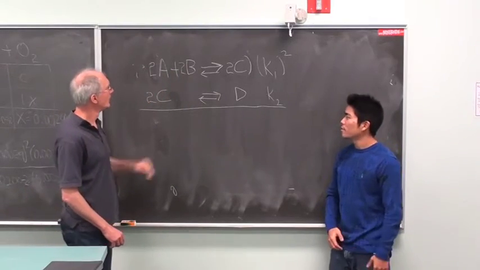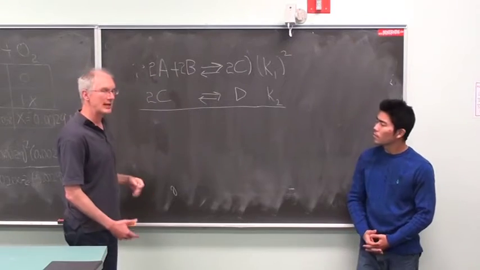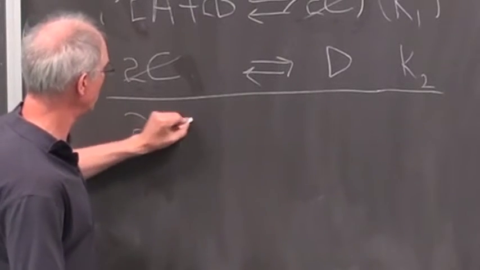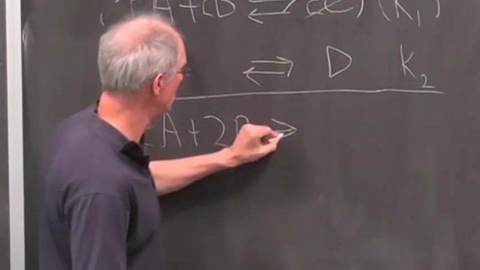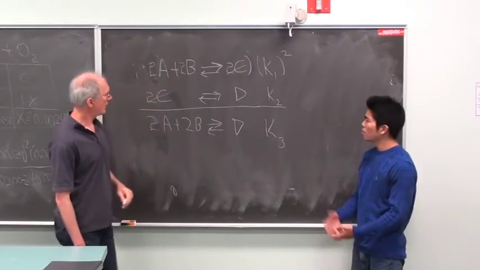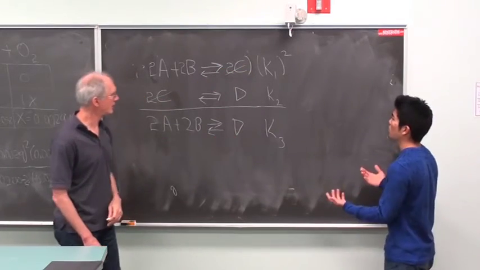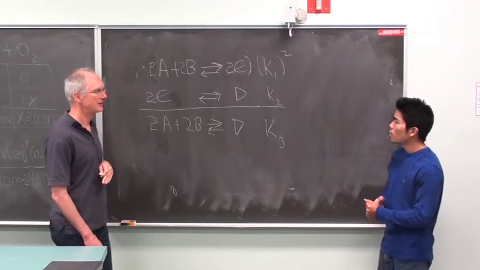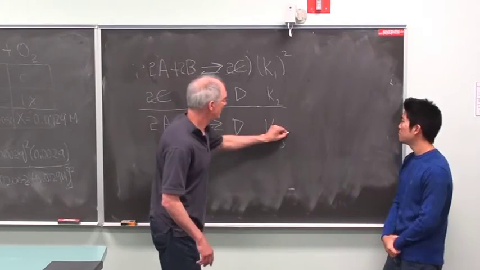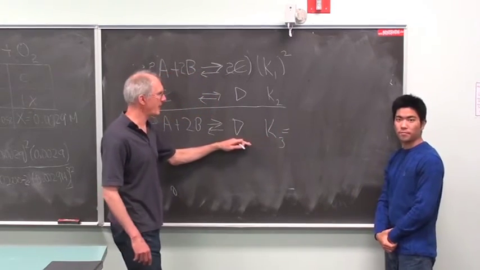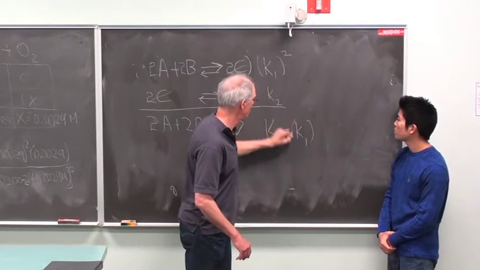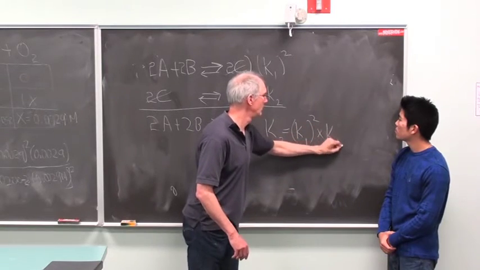Now when I add these two reactions together to get the overall reaction, well, the two C's are going to cancel out, and I end up with 2A plus 2B goes to D. And now I have K3. Well, how do I combine these two to get K3? I added the reactions together. But you can't do that. You should multiply. Multiply, right? You end up with K3, the equilibrium constant for that final one, you take this one times that one. So K1 squared times K2.